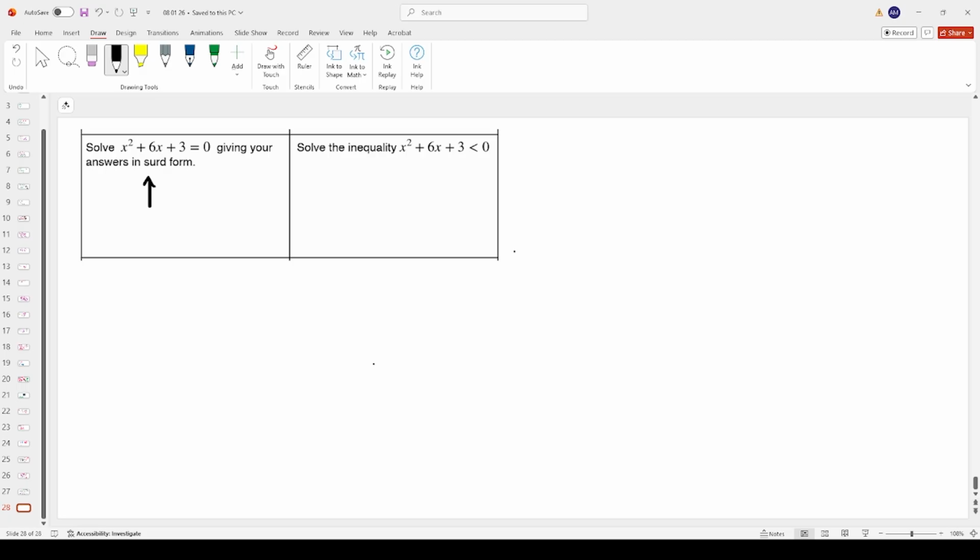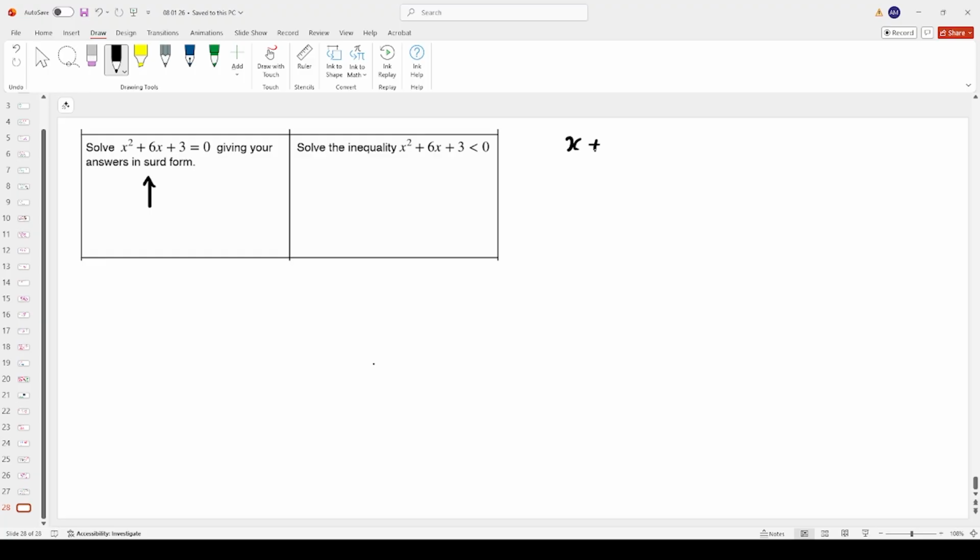What are we doing? Surds. They've asked us for surd form. What are we going to do? So who did quadratic formula? Yeah, probably quadratic formula. So that's pretty straightforward. You did complete the square. You can do complete the square as well.